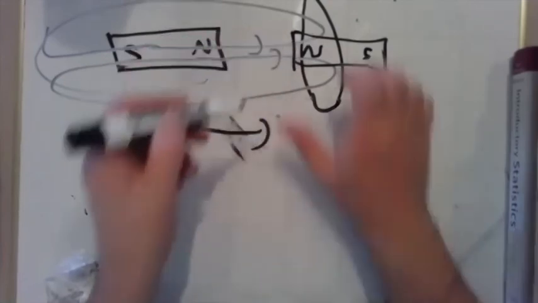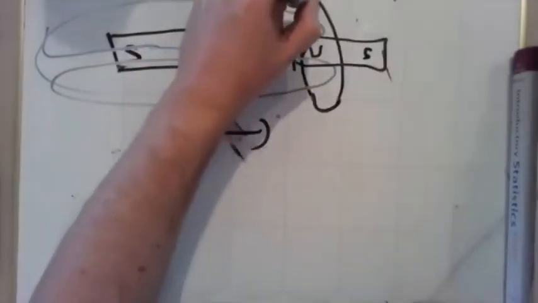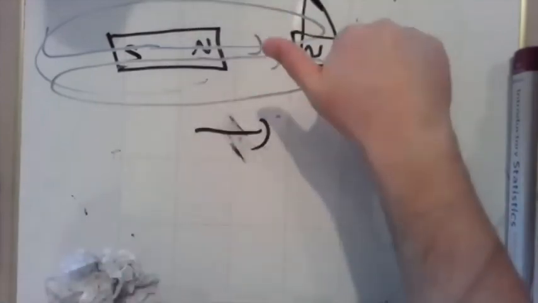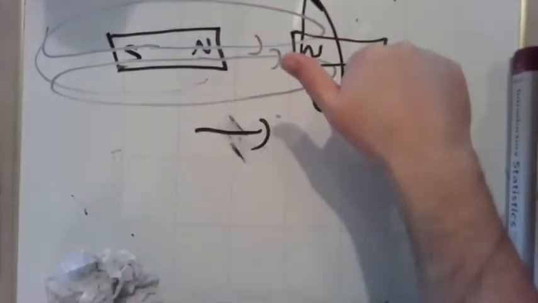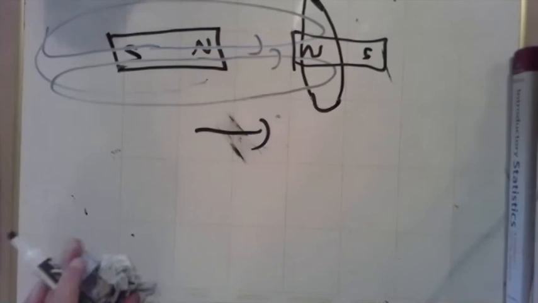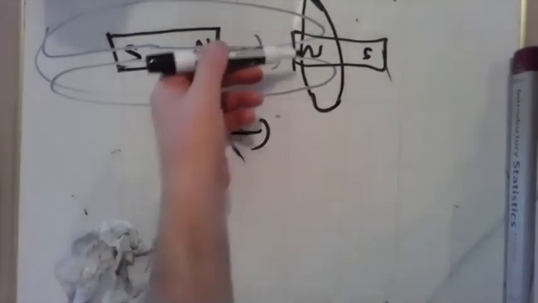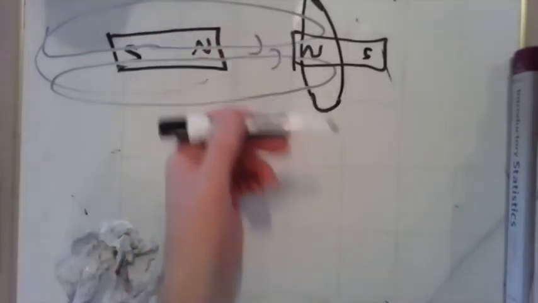Which way would that point? Thumb points in the direction of north. My current would flow around like that. I'm done. That's the whole problem. I don't have to think about, well, which direction does the flux increase? I don't even have to think about the flux. I just think it tries to stop me from doing what I'm doing.